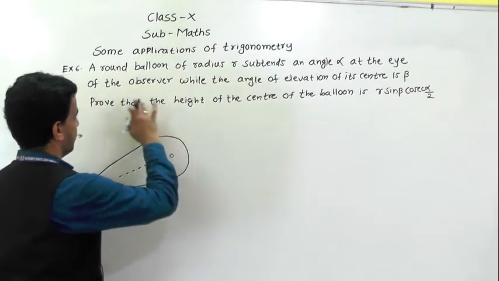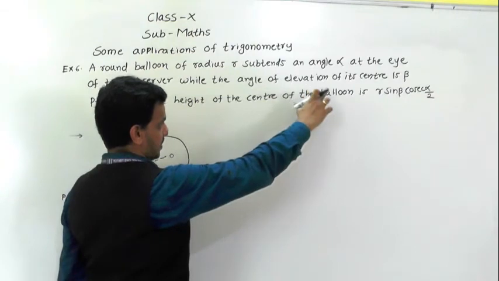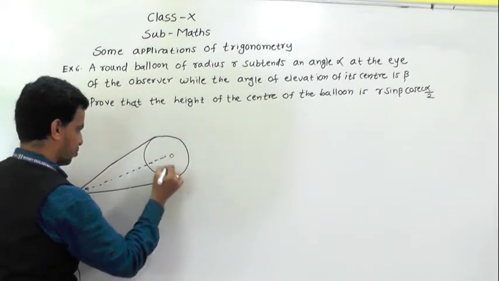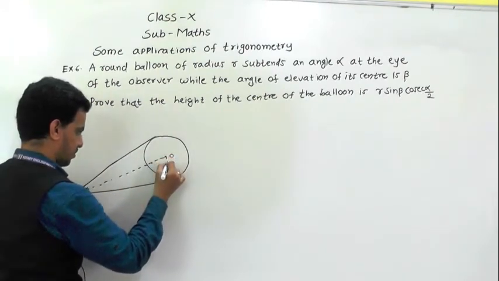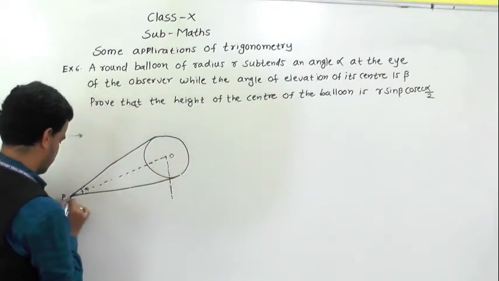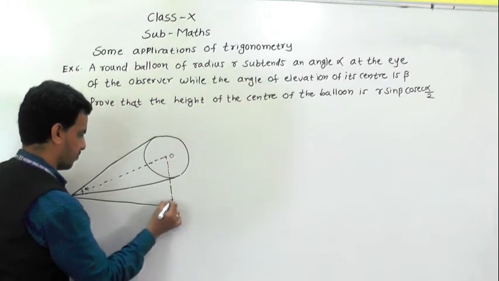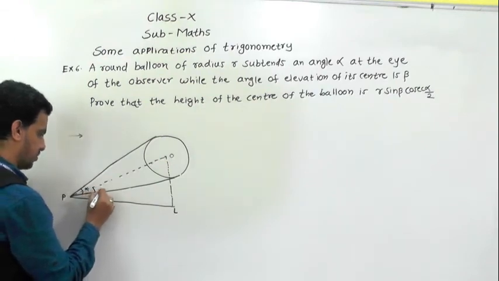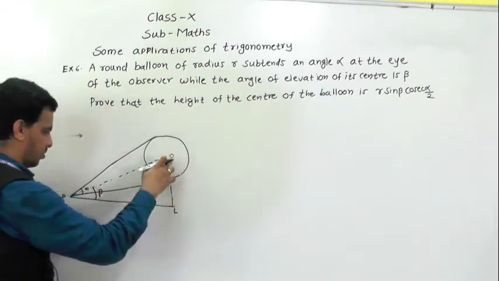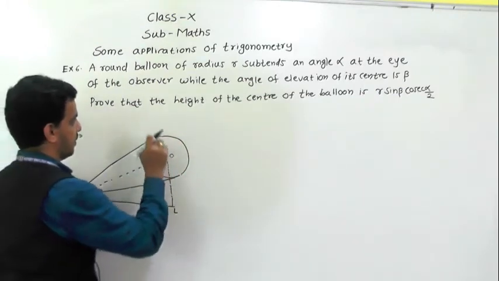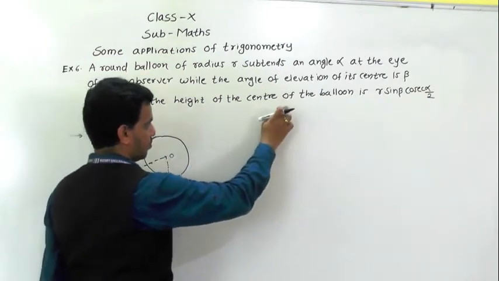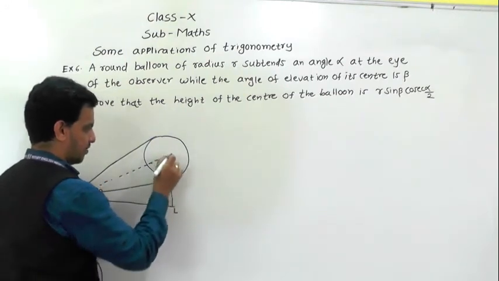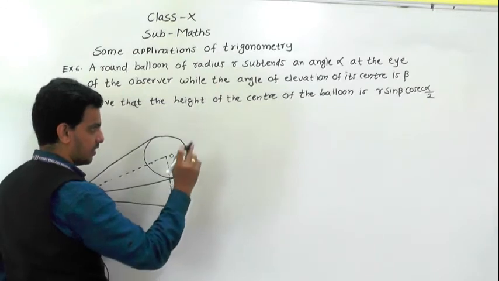then what is next given? While the angle of elevation of its center is beta. Okay, so from this point, the angle of elevation to the center is beta. Okay, so if we draw this perpendicular OL, this angle is beta, the angle of elevation to the center of the balloon. Okay, now we have to show that the height of the center of the balloon is r sine beta cosec alpha by 2. Okay, means this OL height, we have to show that it is r sine beta cosec alpha by 2.